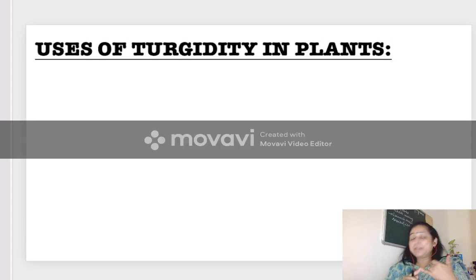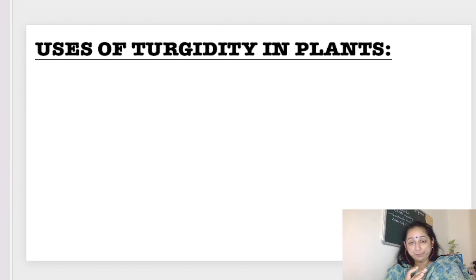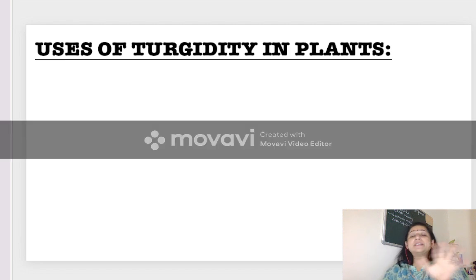So we are done with definitions. We are done with tonicity. We are done with the 3 experiments. Now we are going to do uses of turgidity in the plant. Roots absorb water, and that water is very important for providing turgidity to the plant. Plants don't have a skeletal system, so the water filled inside the plant gives it a proper shape. Turgidity means stiffness. That stiffness to the plant is provided by the water which is being absorbed by the roots.